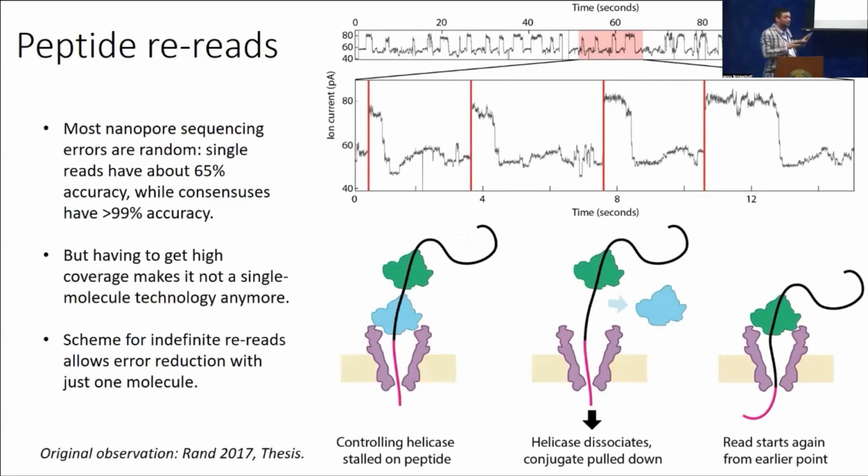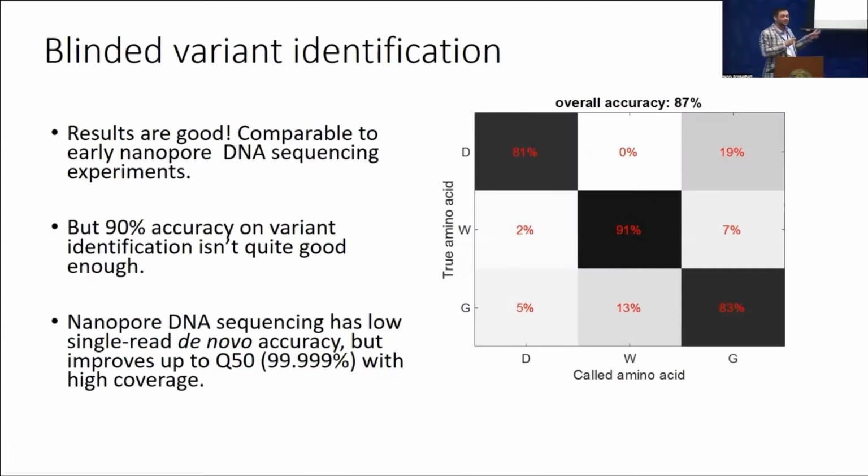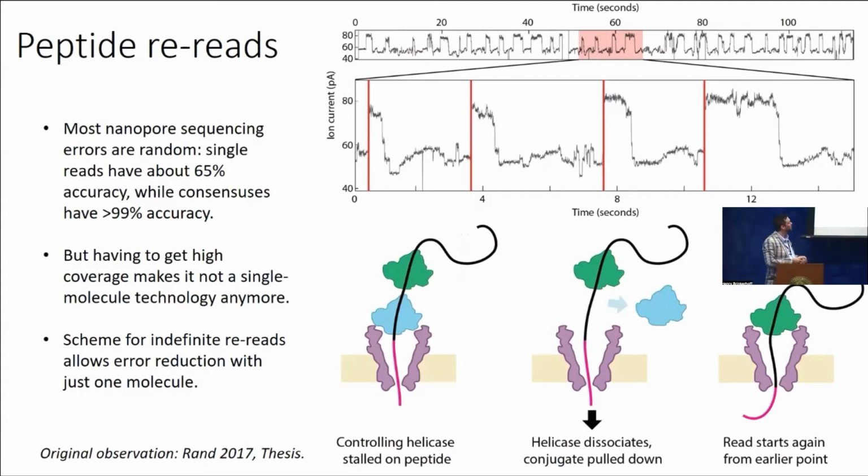There is something very convenient: unlike DNA sequencing, we want this to be a single molecule technology. So we don't want to have to capture 100 copies of the same molecule and read them, because then it's not really single molecule sequencing anymore. But conveniently, there's something I noticed just as I was trying to troubleshoot the experiment and figure out why things weren't working. One day I decided to add a whole bunch of extra helicase. I added a very high concentration, and I started seeing signals like this, these very repetitive ion current signals over and over again.